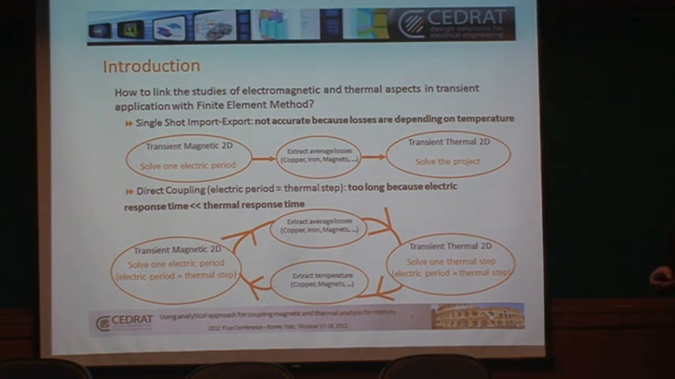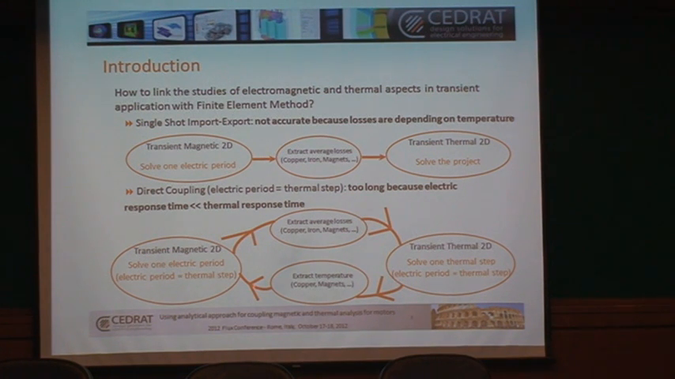The best way is probably to do a transient magnetics. We solve for this cycle, get the average losses inside the domain, and solve the transient thermal. That's basically what we did here. But now we're going to do something else. Once we have the temperature here, we send the temperature back and solve for the next cycle with those new temperatures. So now I'm updating all the material properties inside the magnetics.